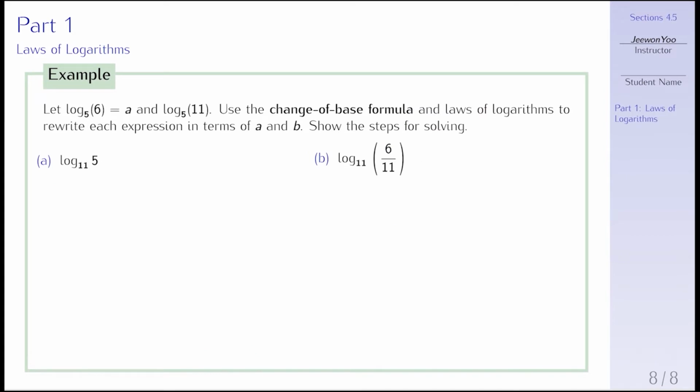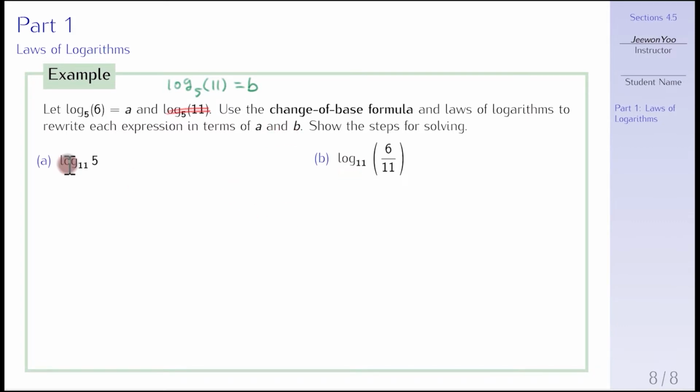Okay, here's the last example for today. Please note there's a typo in here. Log base 5 of 11 equals b. So if I rewrite this, yes, this must be the correct form. I forgot to put equals b in here. Use the change of base formula. If you don't remember what that is, please go back to the beginning of this video and review this formula again. And use the laws of logarithms to rewrite each expression in terms of a and b.